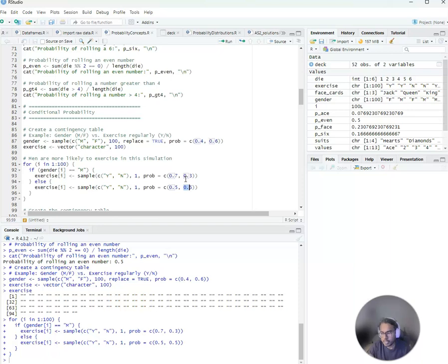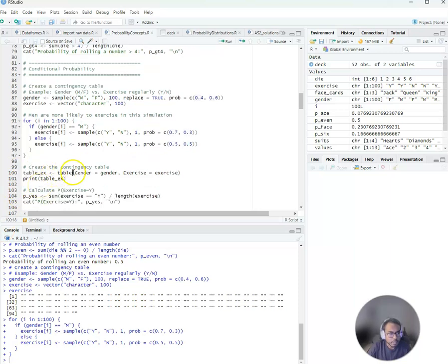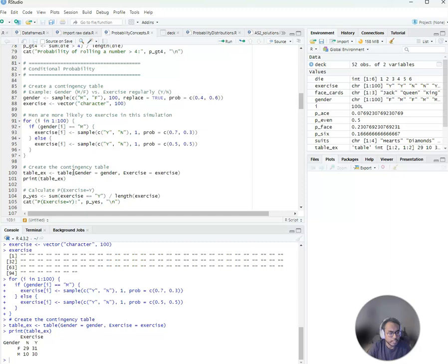So this is what I'm doing over here. First, I'm looking at whether the person is a man or a woman. Based on that, I am assigning a character, yes or no, with specific probabilities. And once that is done, I'm going to create a contingency table, and I'm going to print that for easier exposition. So this is what it looks like.